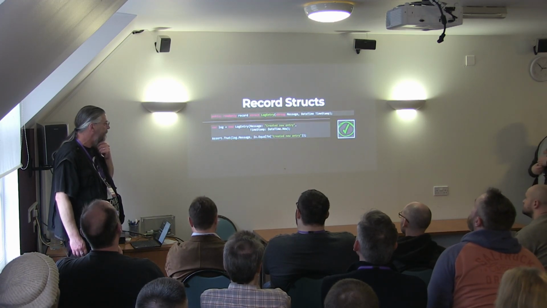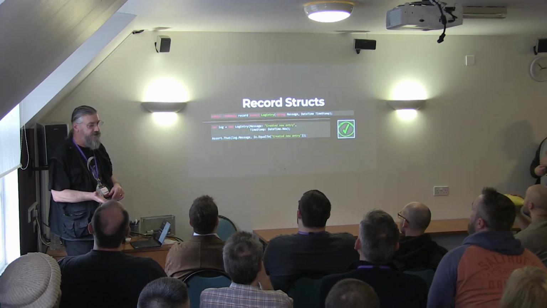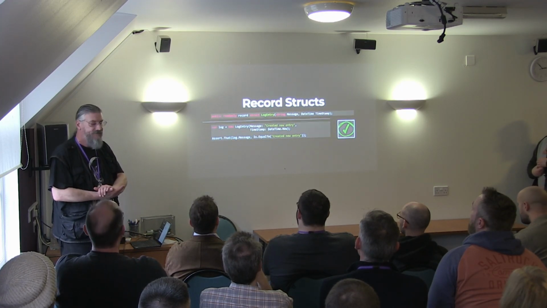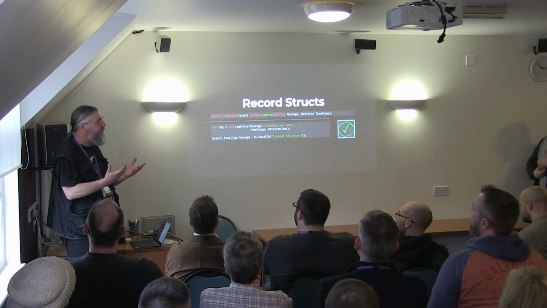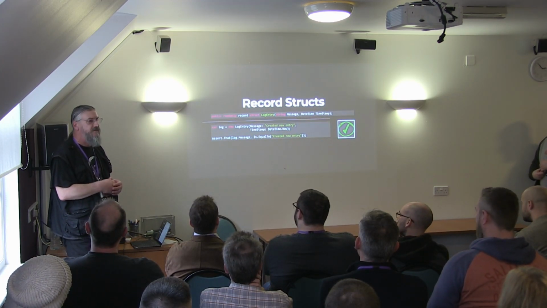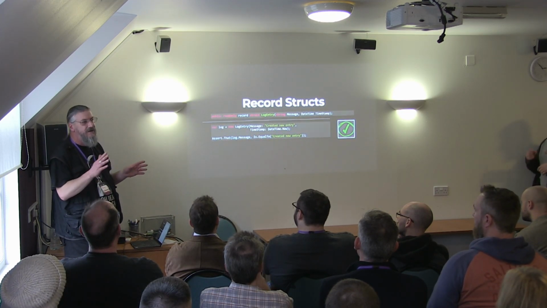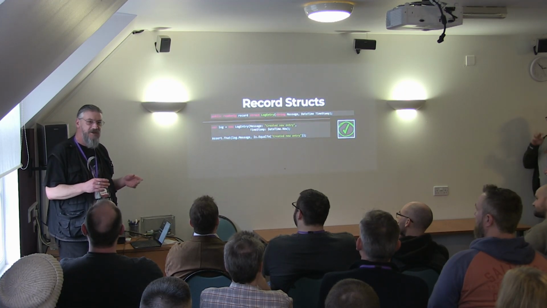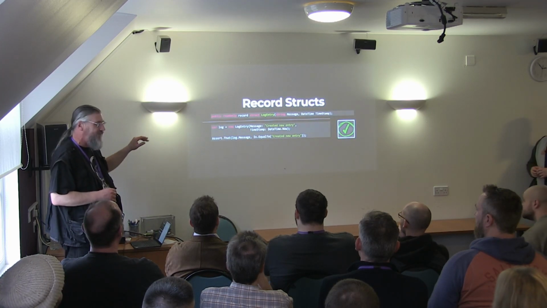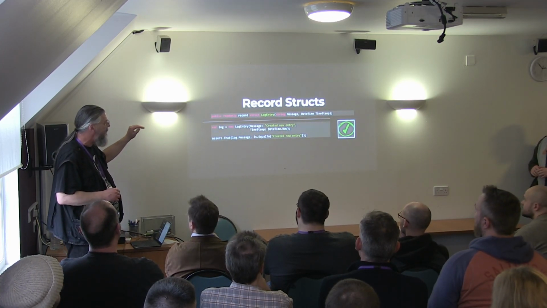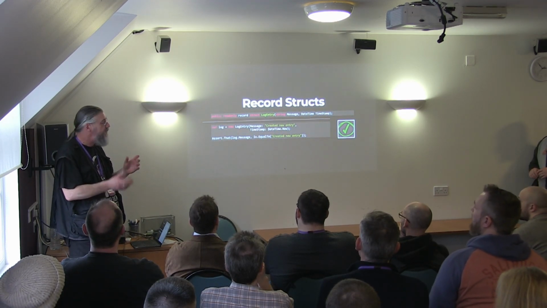So record structs are an extension of this idea. Record structs were also introduced in C# 10. C# 9 introduced the idea of a record, which is a reference type that has built-in value-like semantics. Don't want to get too much into that. Anybody completely confused by those words? That's a very long story.